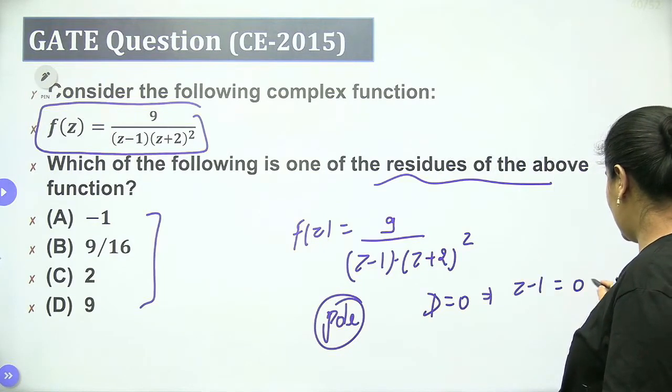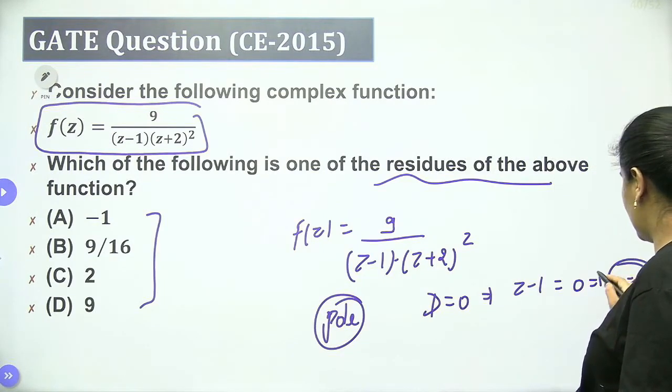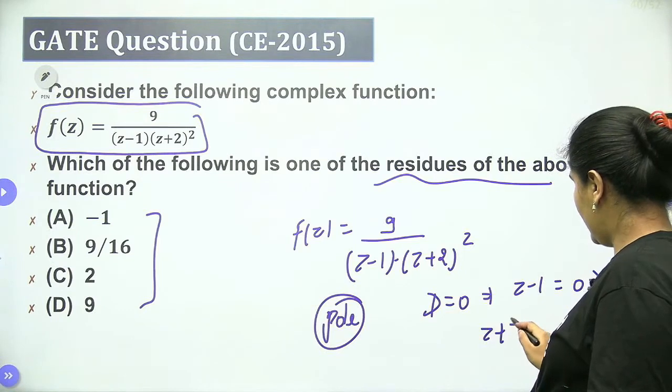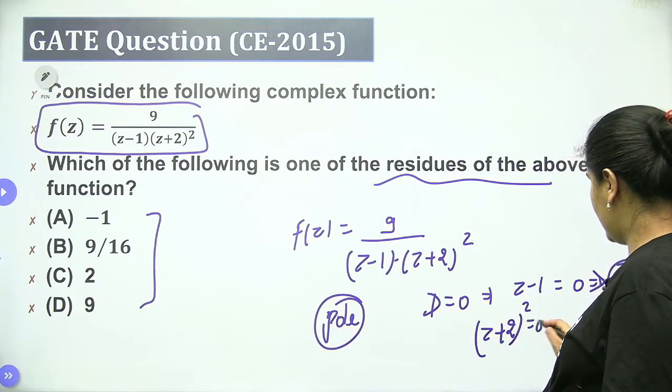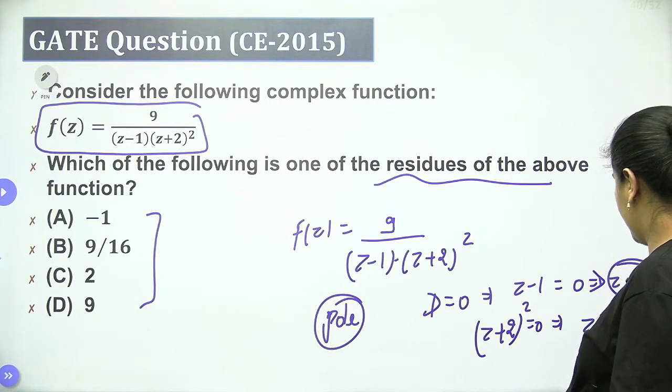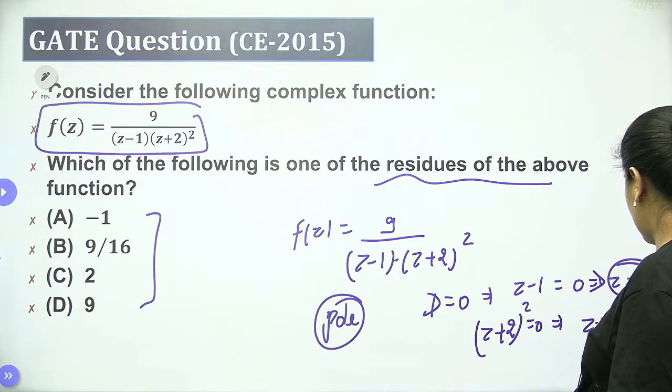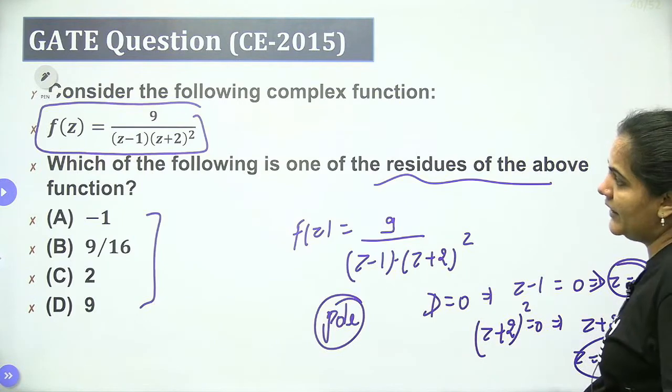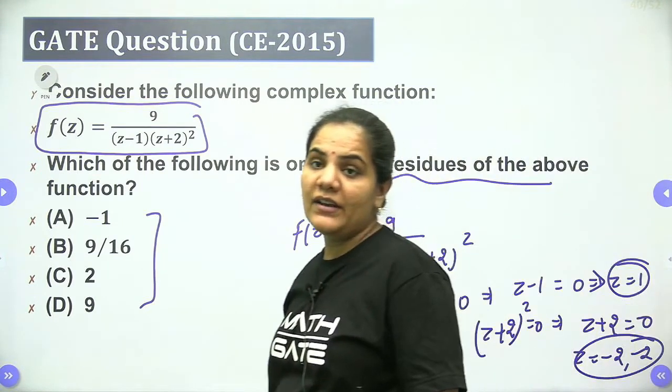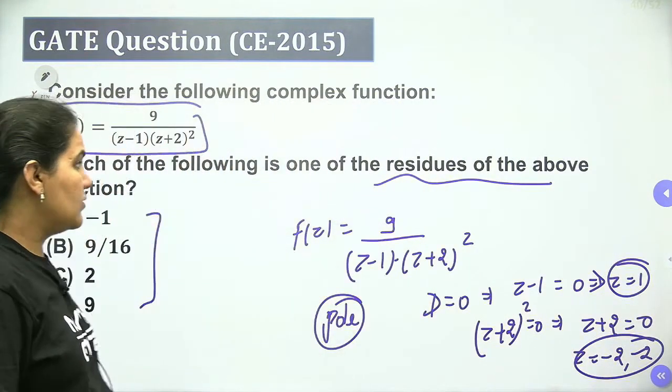We have z minus 1 equal to 0, which means the first pole is z equals 1. Second, we have (z plus 2) whole square equal to 0, so z equals minus 2 and minus 2. Here we have a repeated pole. So let's approach it.